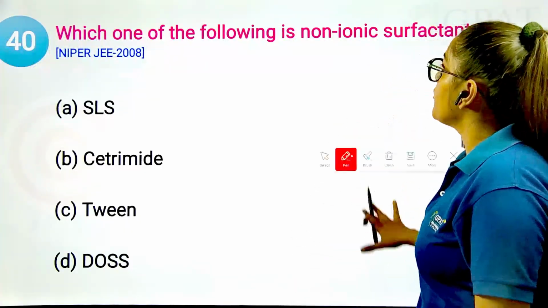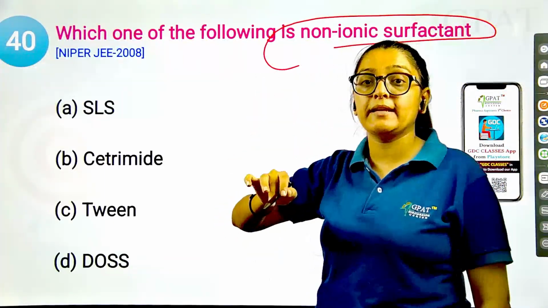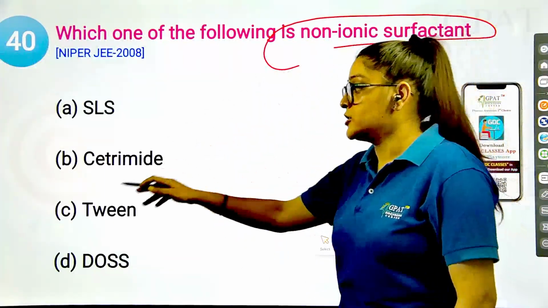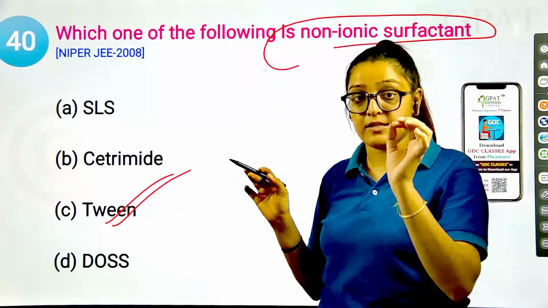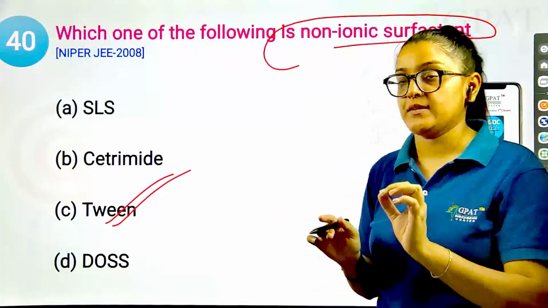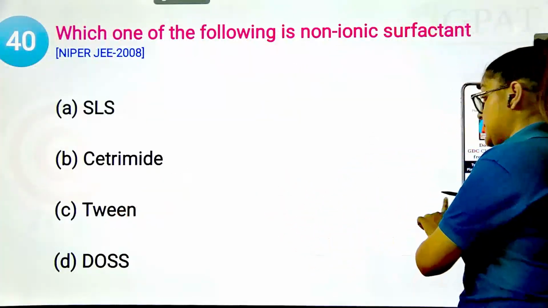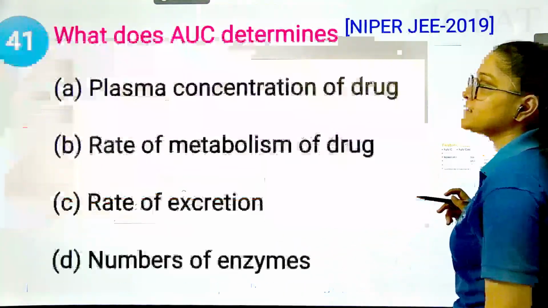Next, which of the following is a non-ionic surfactant? Today we have talked about it. Non-ionic surfactants, we have Spans and Tweens. Correct answer. Also, please remember Tween is going to be a hydrophilic non-ionic surfactant. Okay, option number C is correct. Okay. Next, let's move on.